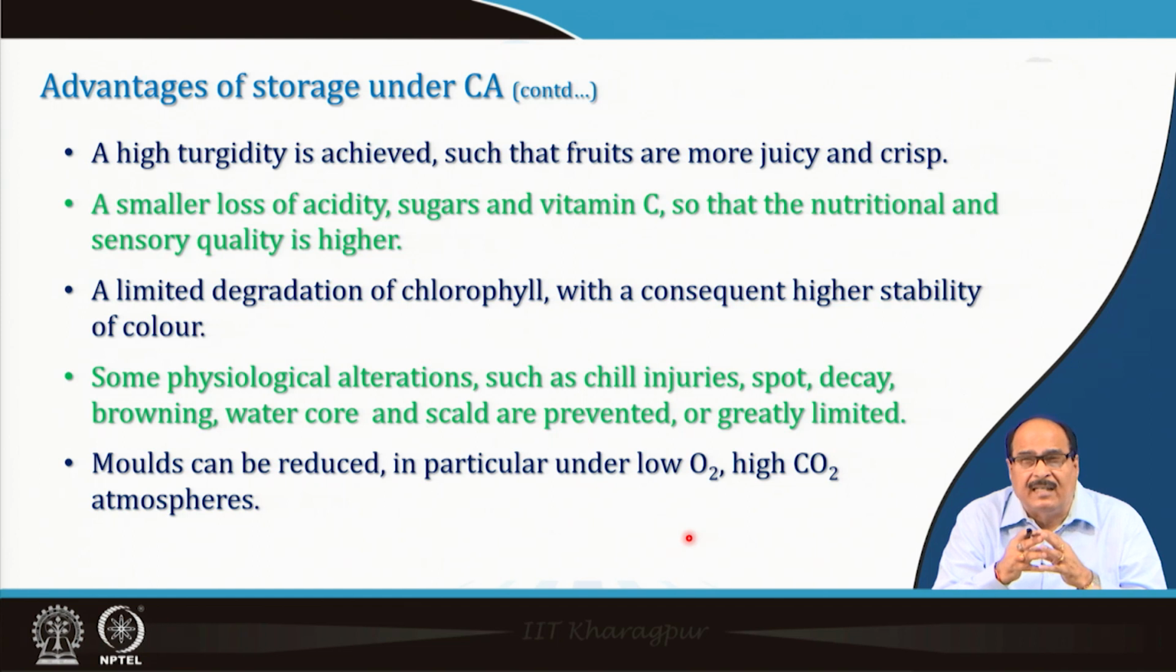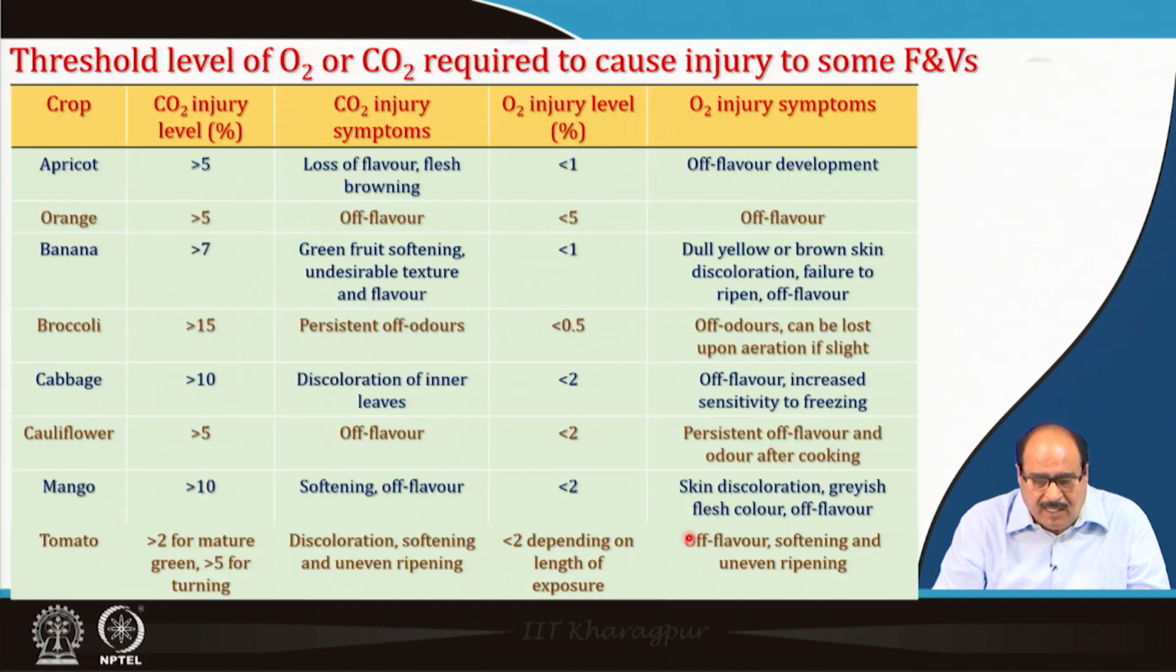There is limited degradation of chlorophyll, and the color of the commodity is stabilized, so its green color is retained when the commodity is kept in the CA facility. Even some physiological alterations such as chilling injuries, spot decay, browning, water core, and scald are prevented or greatly limited, depending upon the conditions maintained. Mold growth can be reduced, in particular under low oxygen and high carbon dioxide atmospheres.